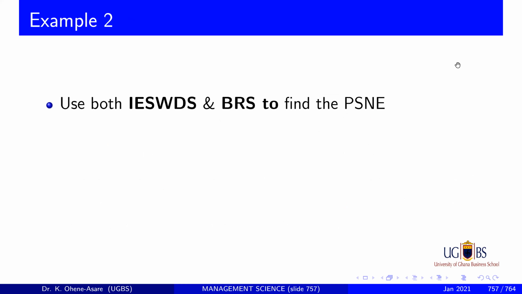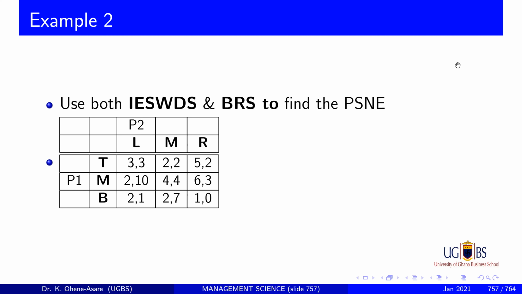Now, remember that you could also have used the iterative elimination of strictly dominated strategy or weakly dominated strategy to find the pure strategy Nash equilibrium. Sometimes when you use the iterative elimination, you get to a point where you can't continue further. That is when you use the best response to complete it. When you're told to use iterative elimination, use that one. When you're told to use the best response, use that one. When you're told to use both, you start with iterative elimination, and where you get locked and can't continue further, you use the best response.